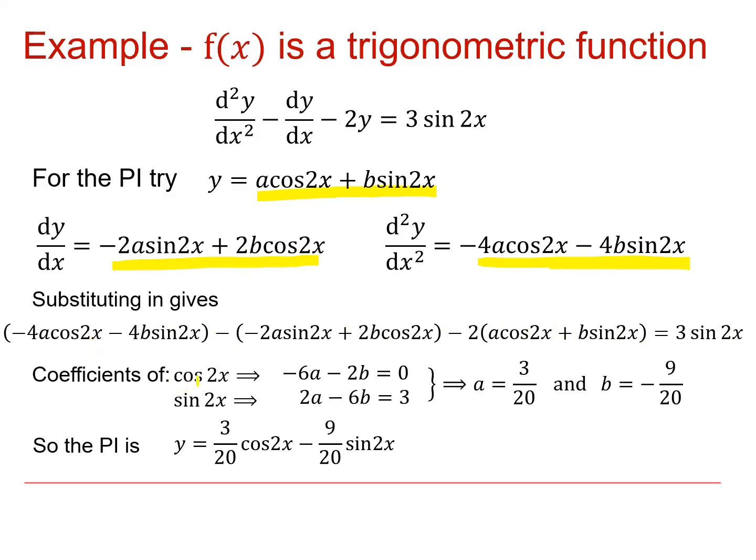But by teasing out the coefficients for cos 2x, I end up with that. And for sine 2x, I end up with that. And if I put those together as a pair of simultaneous equations, I can get values for a and b, which gives me my particular integral.